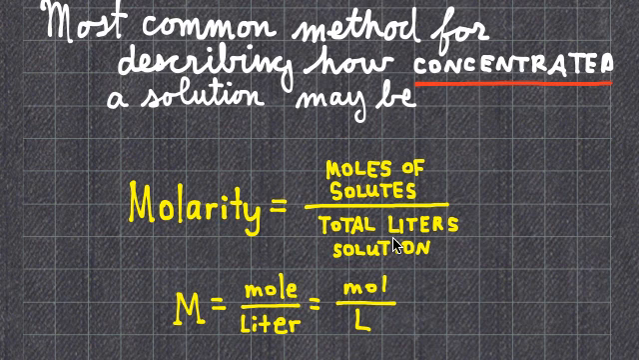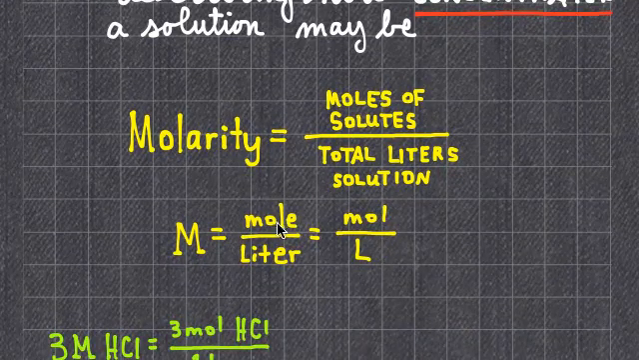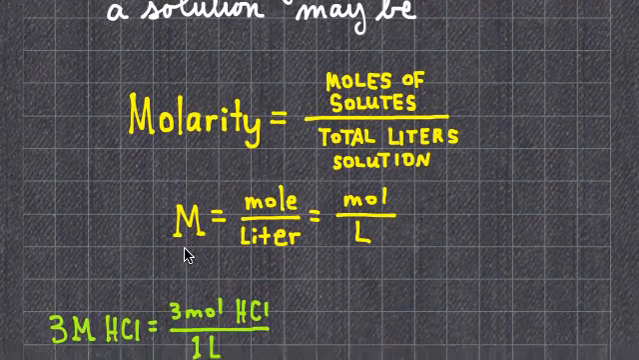If we're very concentrated, we have a whole bunch of solute and not much water. But if we're pretty watered down, then we have a little bit of solute and a whole bunch of water, which is mostly the volume of the solution. In shorthand, moles per liter, capital M, molarity.